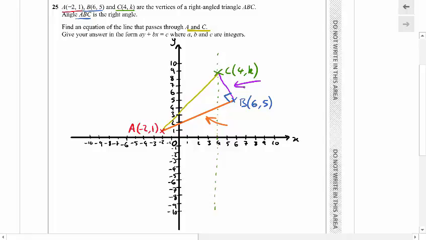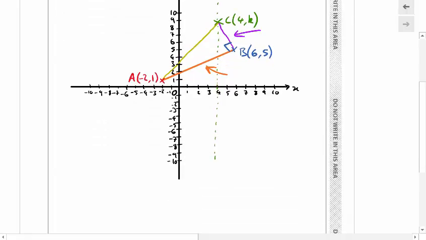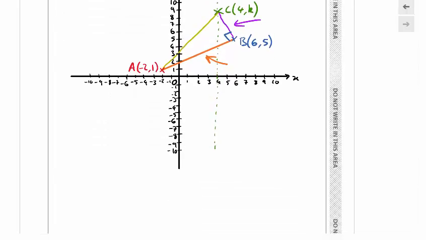Okay, so if I'm able to find the gradient of the purple line, then I'm able to find that. But first of all, I need to find the gradient of my orange line. So my gradient of my orange line, let's call it M1, is going to be given by my change in y over my change in x.